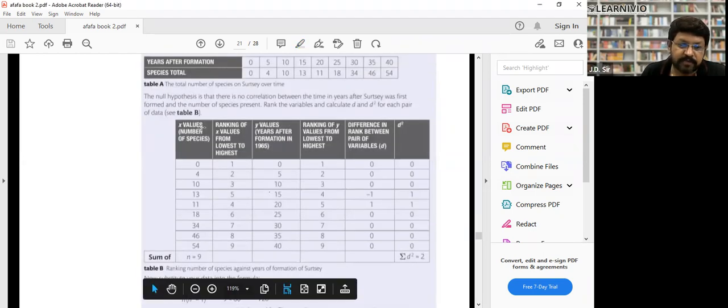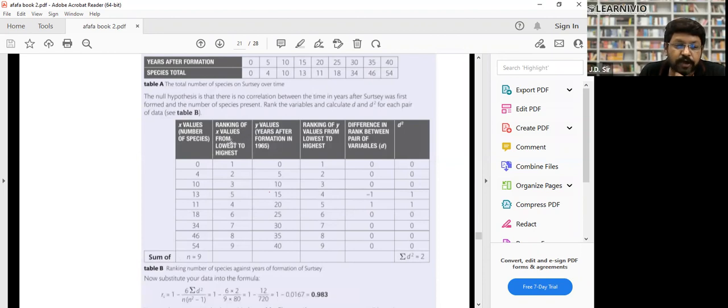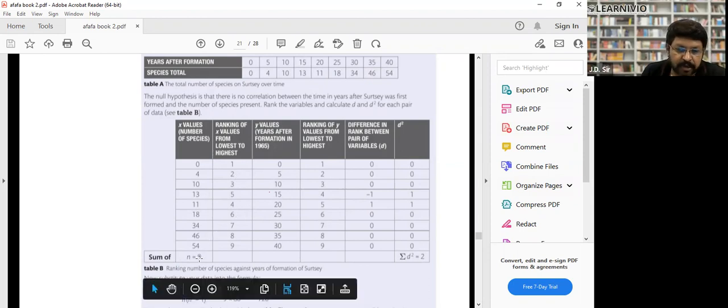Now there is variable x, the number of species, ranking the values of x from lowest to highest. That is the ranking, right? Lowest one is number 1, then 2. This is nothing, just ranking, 1 to 9. So n is the total number of values, 1, 2, 3, 4, 5.